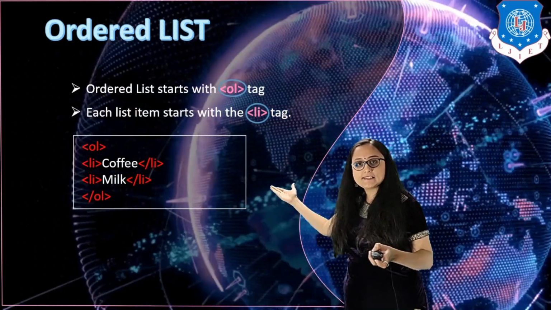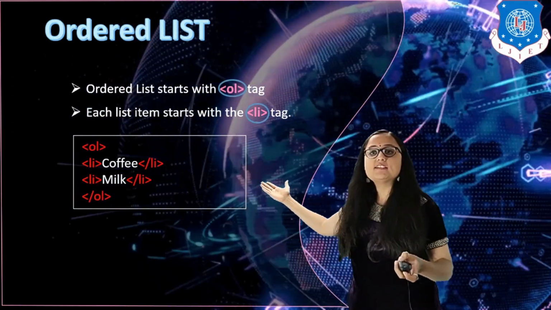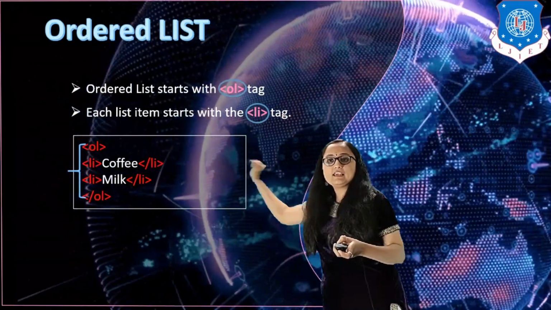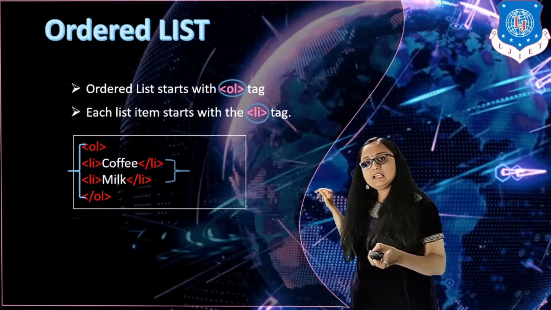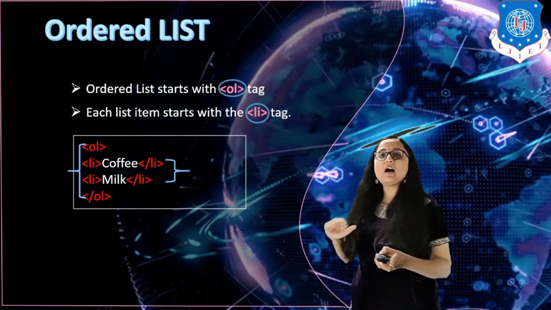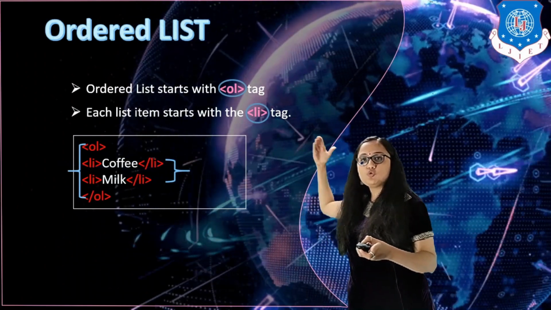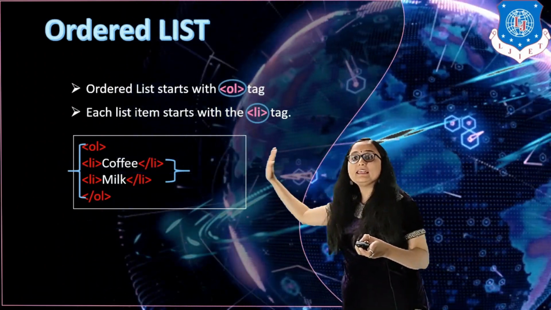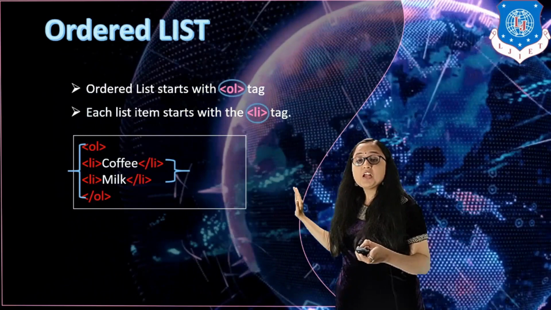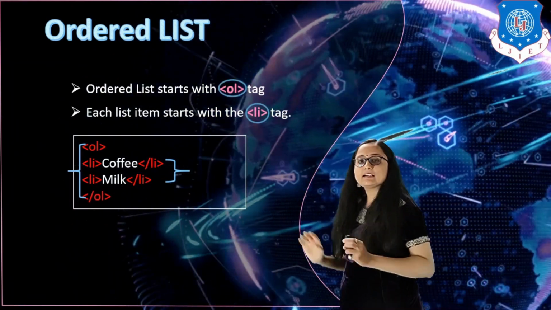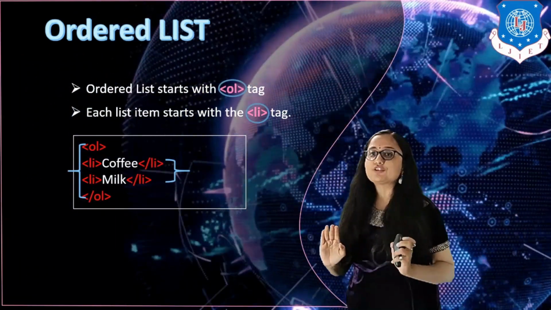So let us take an example. Here you can see I have listed two items, coffee and milk. Okay, so the parent tag is OL and the child tag is li. So I have two list items, so I have two li tags. OL also has a closing tag, and each li also has a closing tag. But if you want to skip the closing tag in li, that is okay, and that is not a matter of concern.